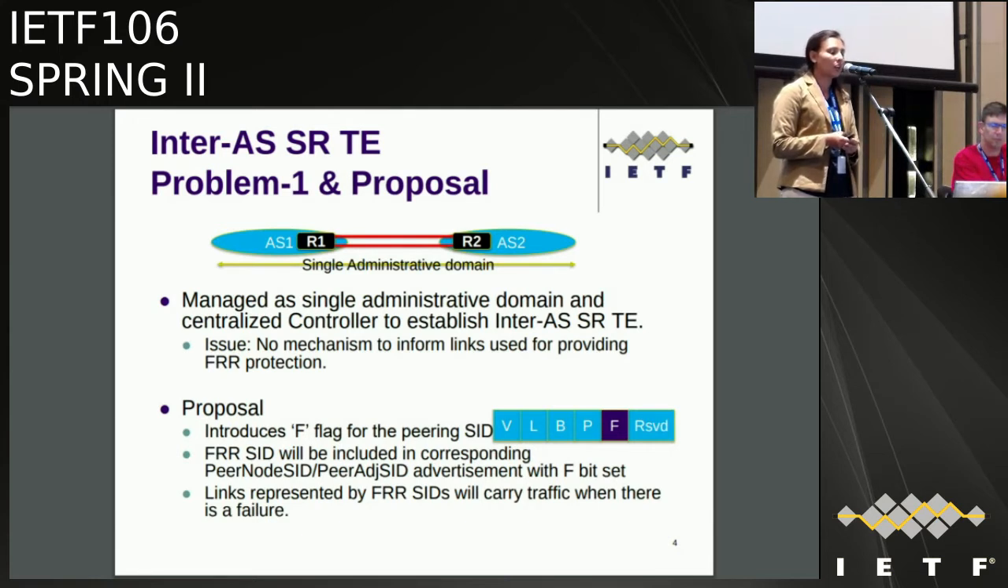So we define this F bit in the existing flags, and this FRR SID will be included as part of the peer adjacency SID advertisement, just how you would include a peer set SID. But for a peer set SID, the F flag would not be set, whereas for a SID which is included to indicate that it's being used as backup, the F bit will be set. That's the idea.